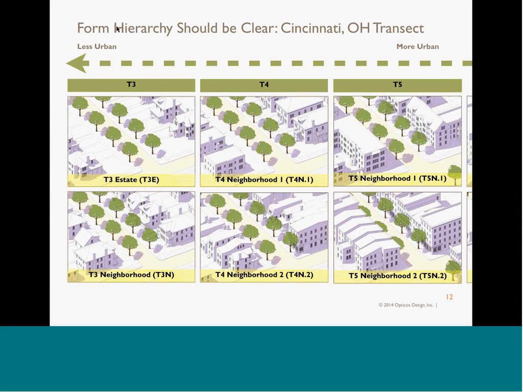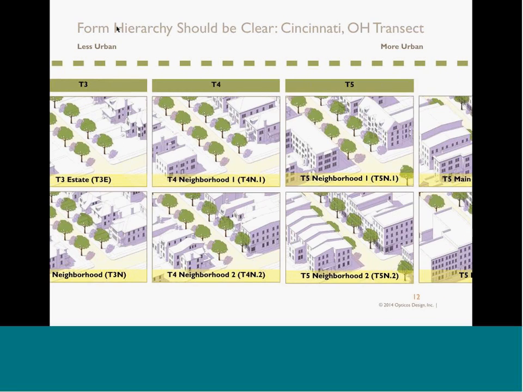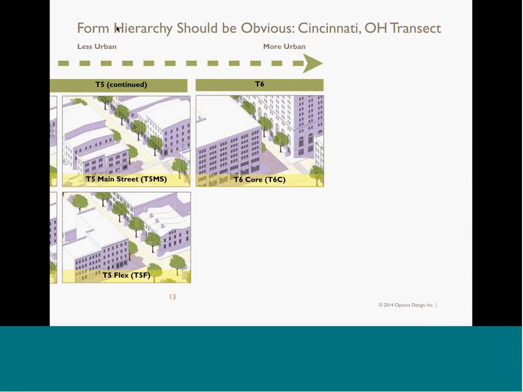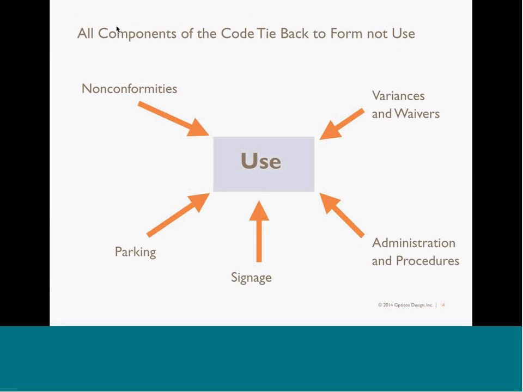So let me just show you that again, so you can look from the left-hand side to the right-hand side, going from the least urban to the more urban. And that hierarchy of the form becomes the organizing principle for the whole code. And what this diagram shows is that in a conventional code, every aspect of the code ties back to the organizing system of use. And what we need to get to with the form-based code is every aspect of the code very carefully thinking about and relating back to that hierarchy of form and the intended form of each of those different zones.